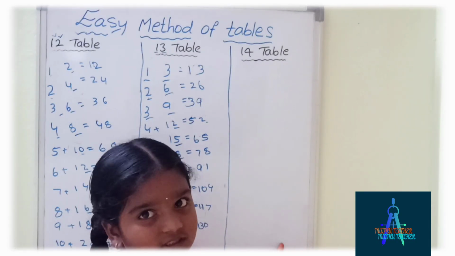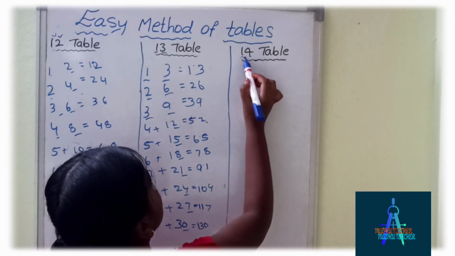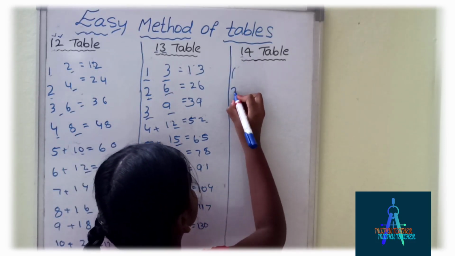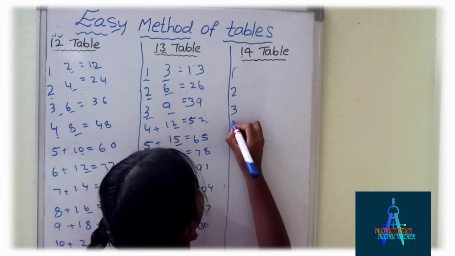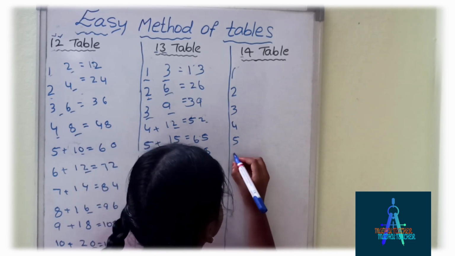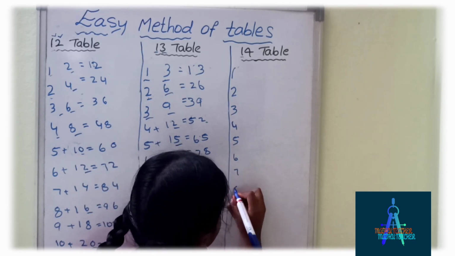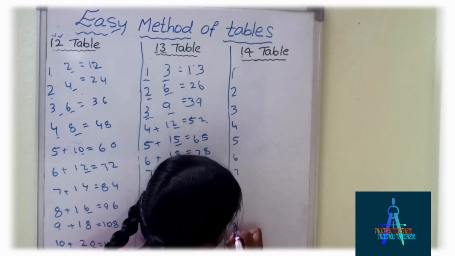Next, 14 table easy method. First, you must write 1 table. 1 1s are 1, 1 2s are 2, 1 3s are 3, 1 4s are 4, 1 5s are 5, 1 6s are 6, 1 7s are 7, 1 8s are 8, 1 9s are 9, 1 10s are 10.